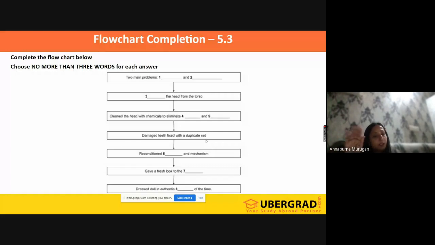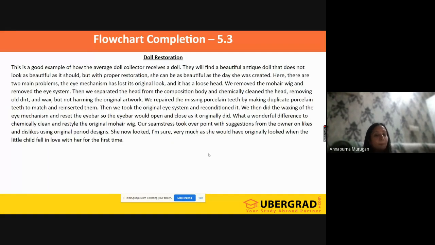Damaged teeth fixed with a duplicate set. Okay. So now, reconditioned dash and mechanism. They reconditioned something and mechanism. Let us see what that is. Now just go and see it. Then we had till here, we repaired the teeth thing. What is it? The original eye system. Yes. Then we took the original eye system and reconditioned it. So therefore, what is the answer here? Original eye system. Very good, guys.